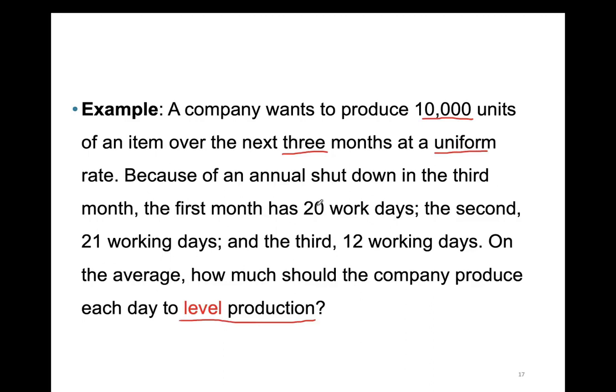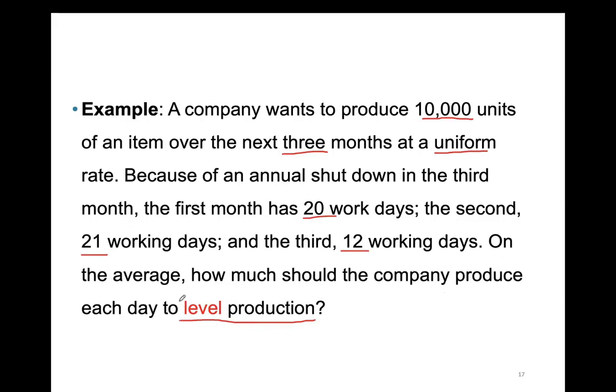So which means the total number of working days will be 20 plus 21 plus 12, that will be 53. So they have 53 working days and they have to produce 10,000 units. Now the question is, on the average, how much should the company produce each day to level production?